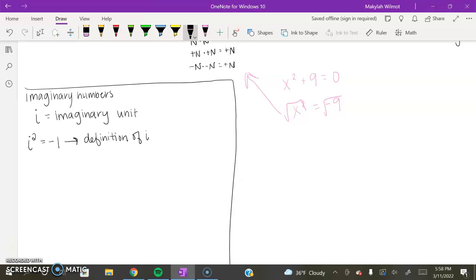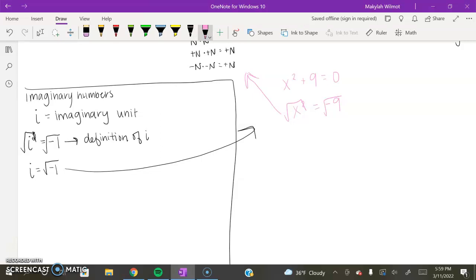So, that means when i is by itself, if we take the square root to get rid of that 2, that means i equals the square root of negative 1, okay? So let's apply this to this problem right here. How would you apply that?